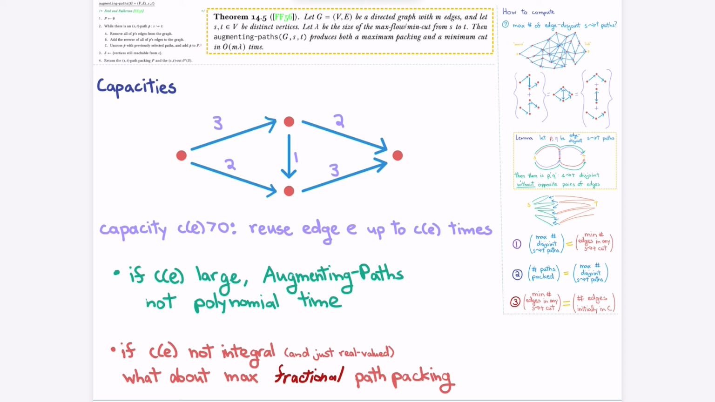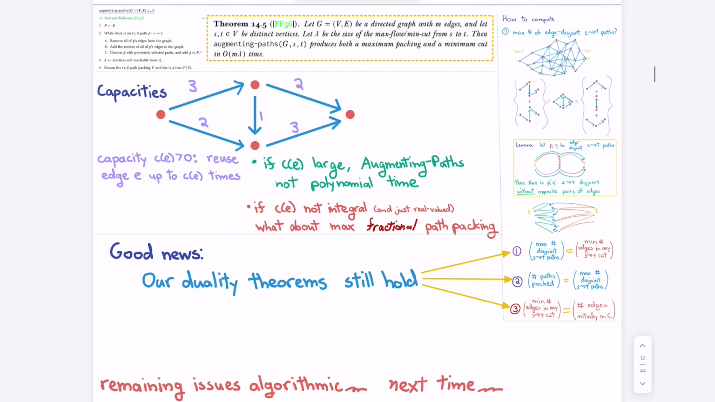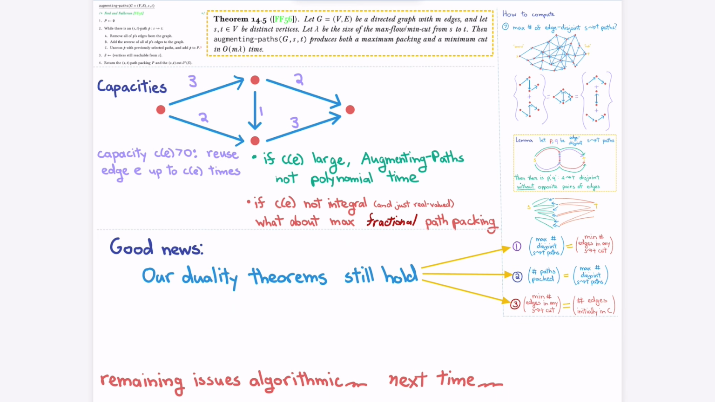Maybe they're just real valued or something, right? Then I might start having to pack fractional paths and so forth. That'll also be painful. That said, while there are some algorithmic issues, the structural theorem we came up with is actually pretty good. So take large integral capacities, right? Okay, our algorithm might be slow, but our proof of correctness is just fine, right? So the correctness is okay. We just have to figure out how to make it fast.